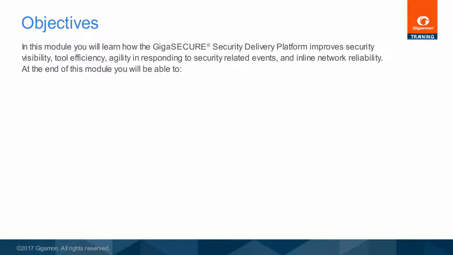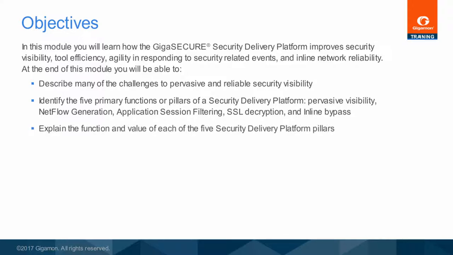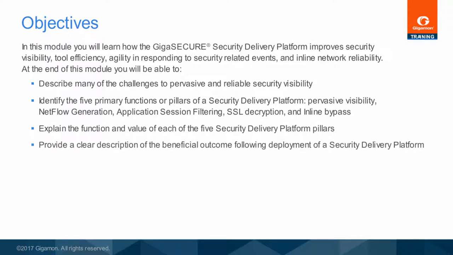At the end of this module, you will be able to describe many of the challenges to pervasive and reliable security visibility. Identify the five primary functions or pillars of a security delivery platform: pervasive visibility, NetFlow generation, application session filtering, SSL decryption, and inline bypass. Explain the function and value of each of the five security delivery platform pillars. And provide a clear description of the beneficial outcome following deployment of a security delivery platform.